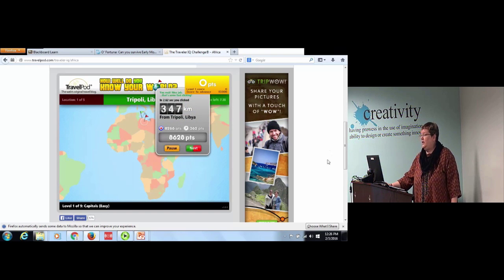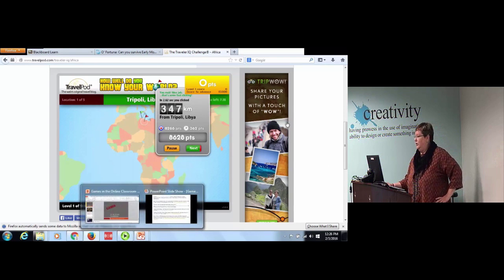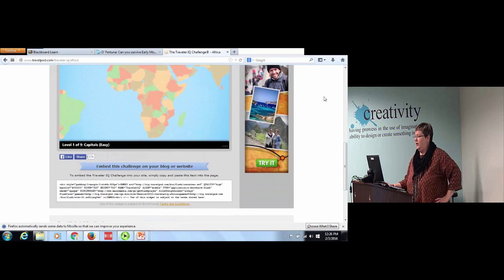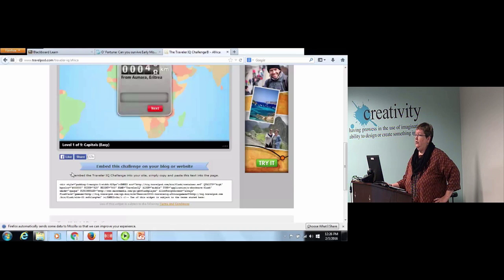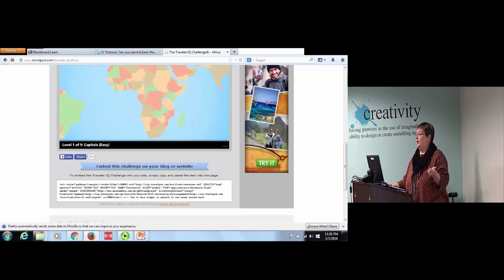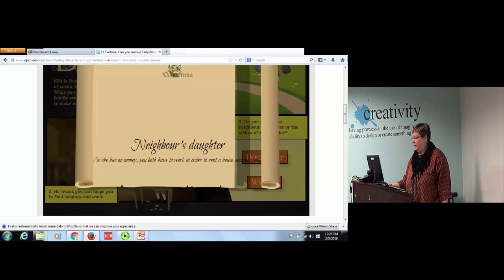Now, one of the things you can do with this one, which would work for history or geography, is they give you the embed code down here, but you can set up a Facebook page for your class and have the students share their scores on Facebook, whether you're brave enough to do that or not. So they can play against each other to see who can get the highest score, who can do it most quickly and most accurately. So that's another possibility. And I just play that one for fun.